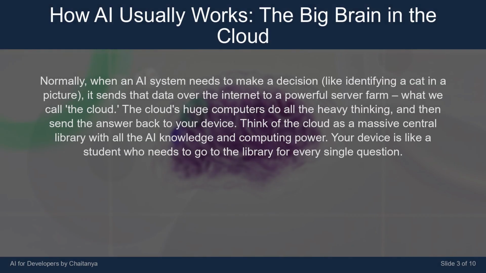Normally, when an AI system needs to make a decision, like identifying a cat in a picture, it sends that data over the internet to a powerful server farm, what we call the cloud. The cloud's huge computers do all the heavy thinking, and then send the answer back to your device. Think of the cloud as a massive central library with all the AI knowledge and computing power. Your device is like a student who needs to go to the library for every single question.